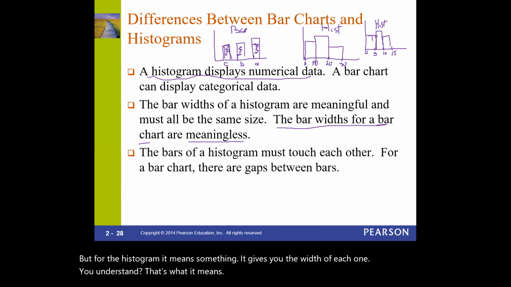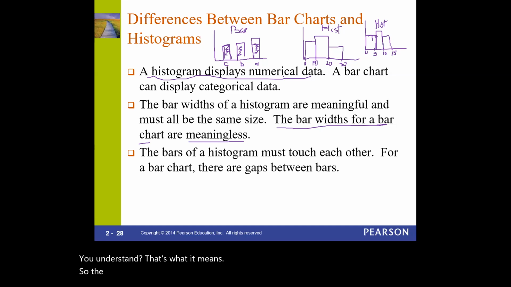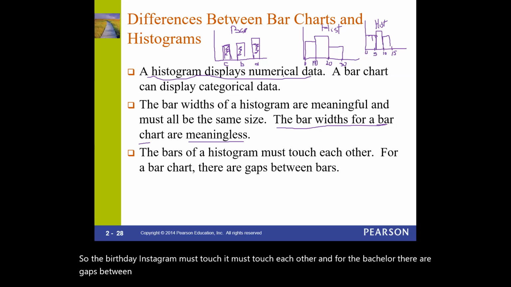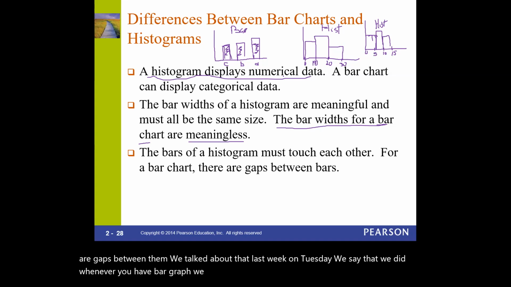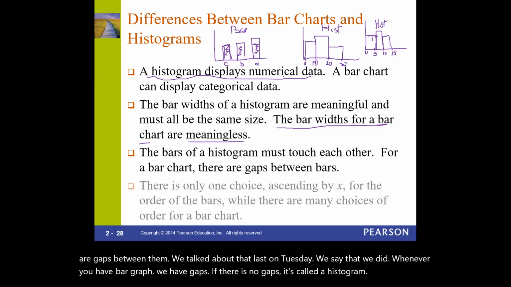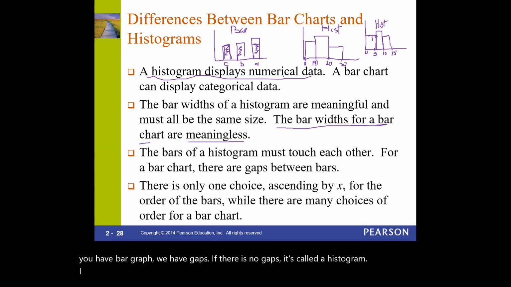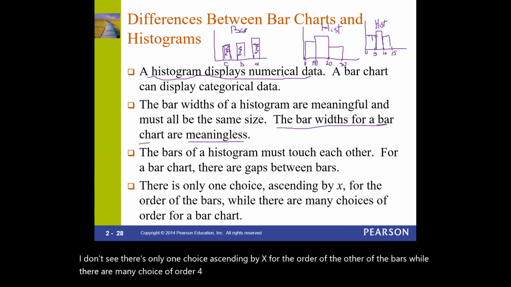So the bars of the histogram must touch each other, and for the bar chart, there are gaps between them. We talked about that on Tuesday. Whenever you have a bar graph, we have gaps. If there are no gaps, it's called a histogram. There's only one choice, ascending by X, for the order of the bars in a histogram, while there are many choices of order for a bar graph, for a bar chart.